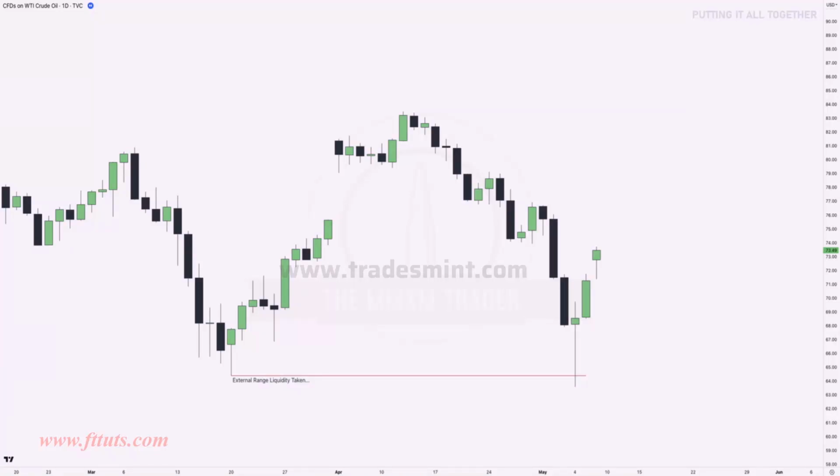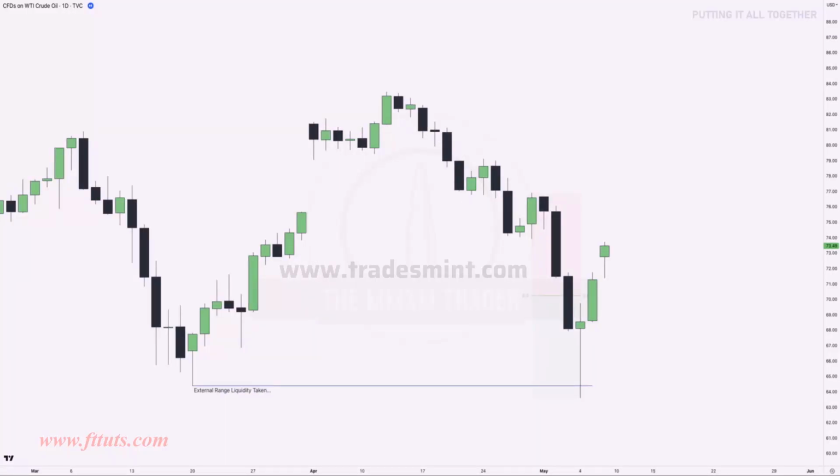Now look at this chart, what has happened already, right? Think back about those core concepts. We have that external to internal range liquidity, right? So draw out your premium and discount levels, from this high up here into this low down here. We have discount until this equilibrium level, this 50% level of the range, and we're going to be aiming from external to internal, right?